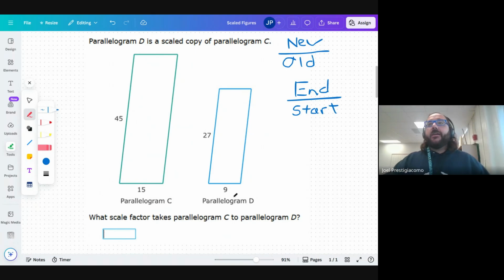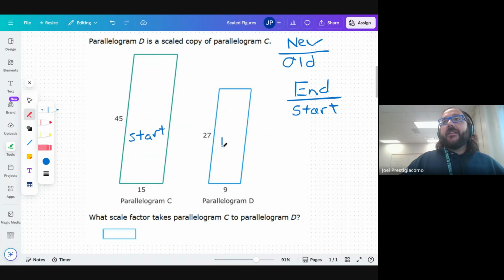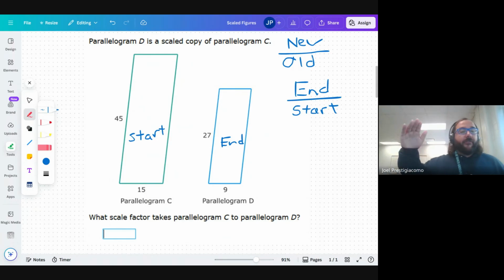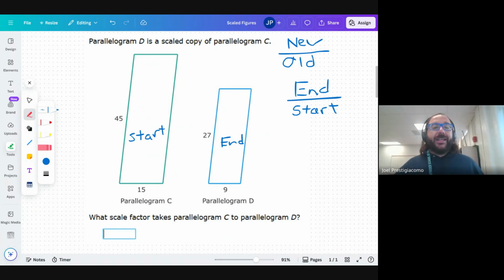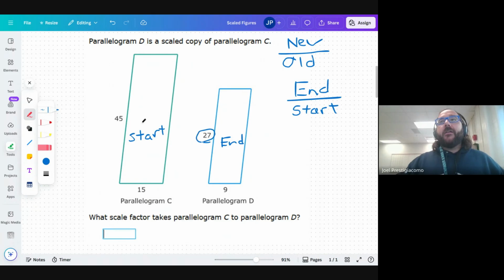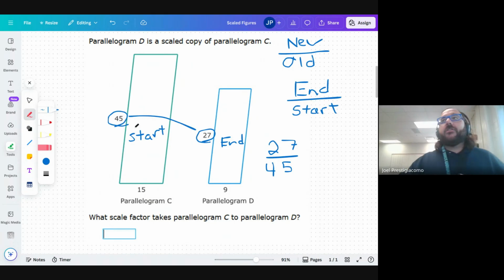So if we look here, it says takes parallelogram C to parallelogram D. So this is a start and this is an end. So we're going to expect here a number that's probably a fraction less than 1, because it's shrinking. Remember, this is multiplication. So we can get smaller with multiplication if we multiply by a fraction that is less than 1. So we are going to look to compare similar parts, left side versus left side. So this would be 27 over 45, end over start.